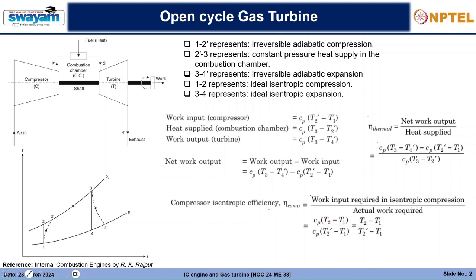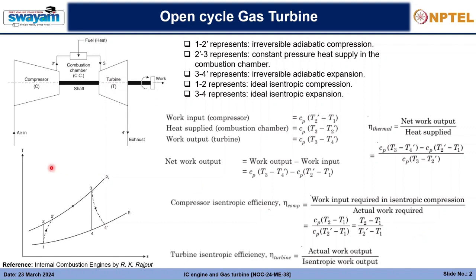So that's why the actual work is higher and the isentropic efficiency is less than 100%. So this is Cp T2 minus T1 divided by Cp T2 dash minus T1, and hence if the Cp quantities are the same, then it is T2 minus T1 divided by T2 dash minus T1, in simple terms.